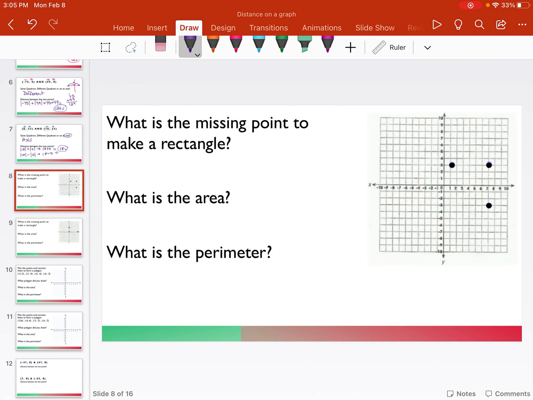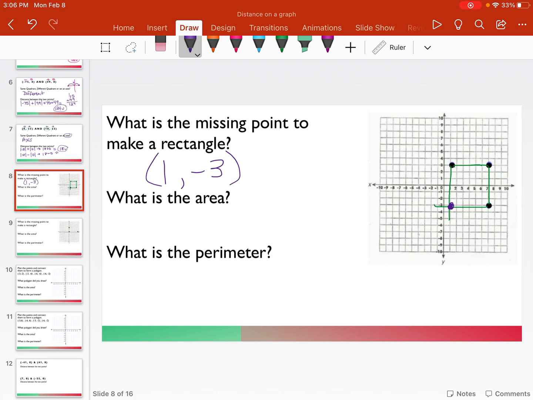Okay, let's talk about shapes on a grid. So this says they gave us 3 points. They want us to create a rectangle. So where's the missing point? So all you really have to do for this is to follow the lines. Okay, so I'm just going to follow this line over, follow this line down, and find where the two cross over, and that is going to be where my point is. So right here, and then you need to be able to name that ordered pair. So this is at 1, -3.